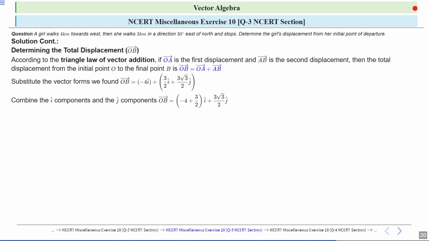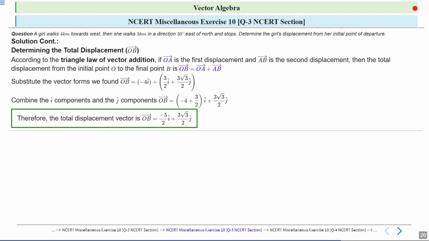OB vector equals minus 4 plus 3 by 2 i cap plus 3 root 3 by 2 j cap. Therefore, the total displacement vector OB will be equal to minus 5 by 2 i cap plus 3 root 3 by 2 j cap. This is basically our final answer.